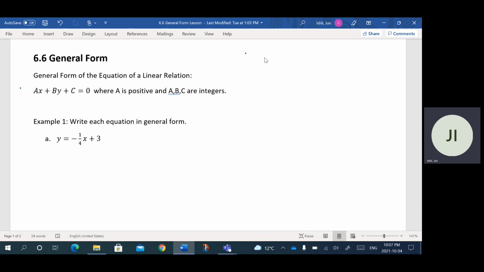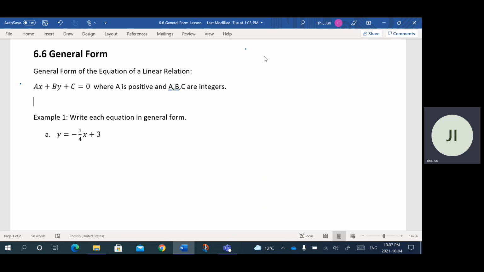All right, so the next lesson in this unit is on another form of linear functions, and this time it's called general form. To start off, here's the formula for general form. The general form of the equation of a linear relation is ax plus by plus c equals 0, where a is positive. The number in front of the x must be positive.